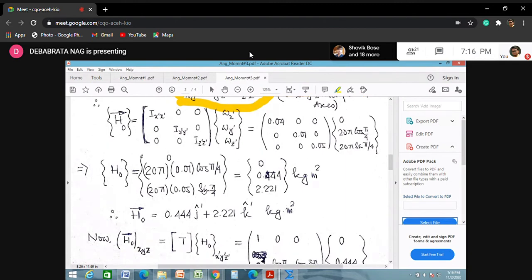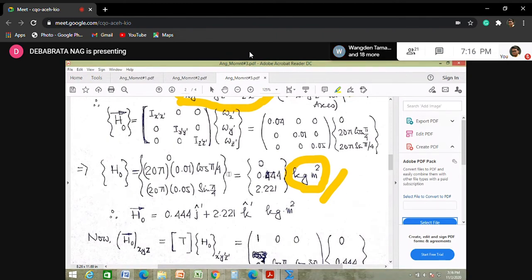And thus you see, therefore, your ultimate answer consists of 1, 0, then 0.444, then 2.221. And you must mention its unit. Since I am talking about the mass moment of inertia, in the SI system the unit is kg meter square.